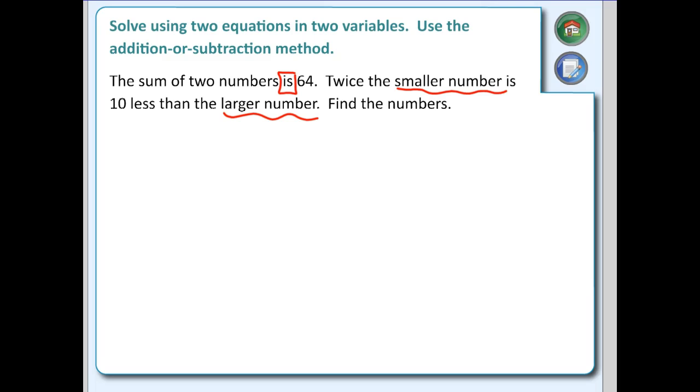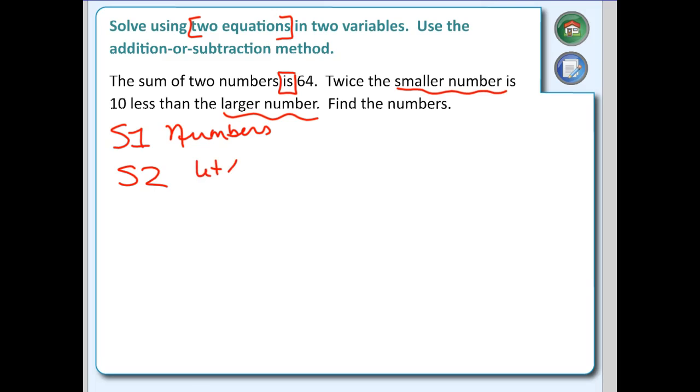Find the numbers. Well, let's see what we've got up here. Now remember, 2 equations and 2 variables. So what are we looking for? Well, on step number 1, we've got to find those 2 numbers. So on step number 2, when we do our let statements, remember we found the labels in the problem.